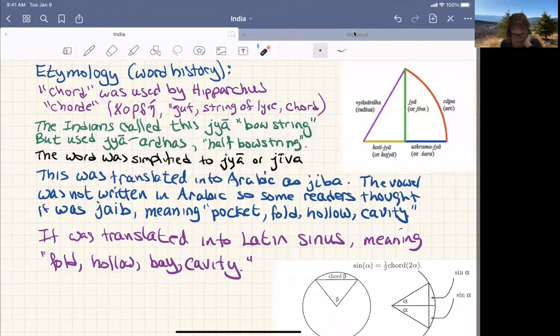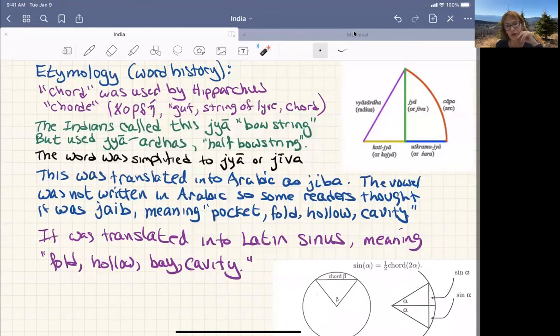So some readers thought that it was jaib. So in other words, they filled in vowels that made sense to them. And what does this word mean? It means a pocket, a fold, a hollow, or a cavity.